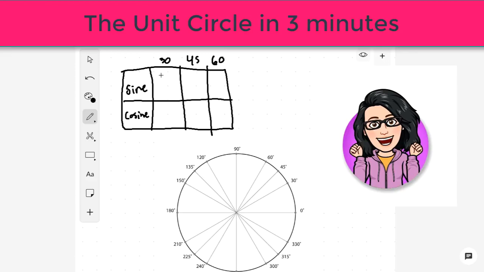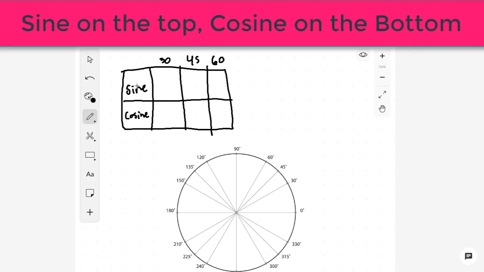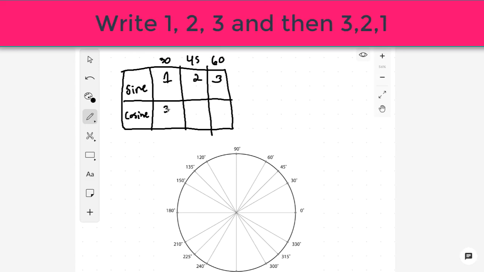So you need to go ahead and just draw a chart and put 30, 45, 60, sine on the top and cosine on the bottom. Then I want you to do 1, 2, 3, and then do the same, but instead of 1, 2, 3, do 3, 2, 1. I promise you we're almost done.